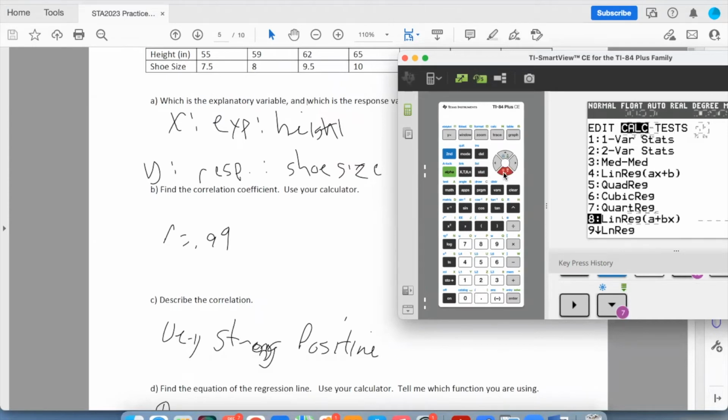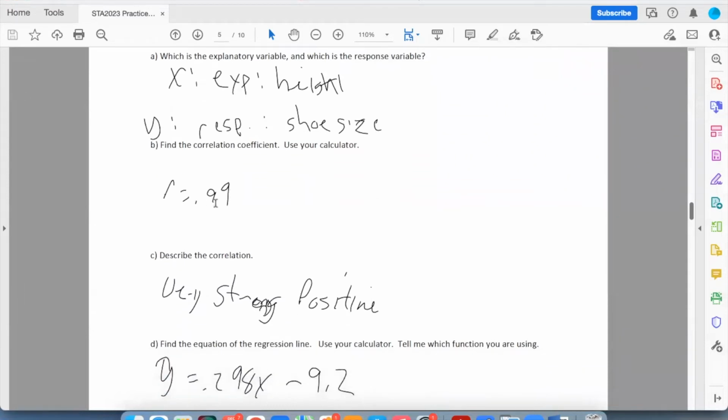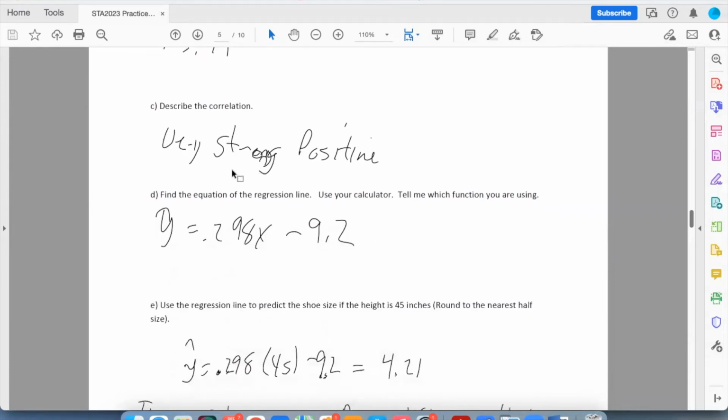You hit enter, go through the whole process. That will spit out your line of regression, your correlation coefficient R, and R squared. So here we got R was 0.99. That's very strong positive. Here was our model.